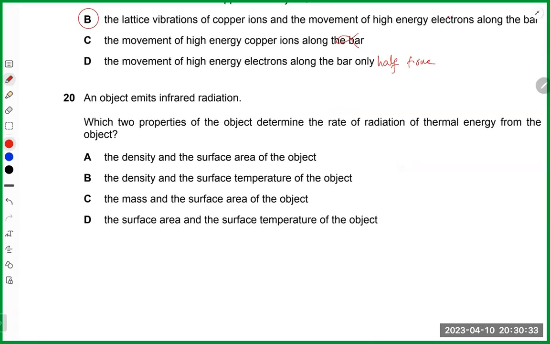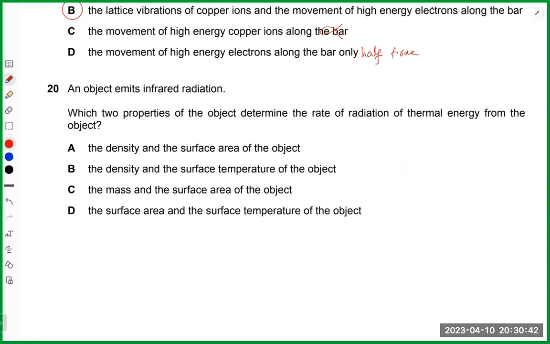An object emits infrared radiation. Which two properties of the object determine the rate of radiation of thermal energy from the object? The density and the surface area of the object? No. Radiation depends on surface area and temperature. So the density and surface area, no. The density and surface temperature, no. The mass and the surface area, and the surface temperature. B is the correct answer.